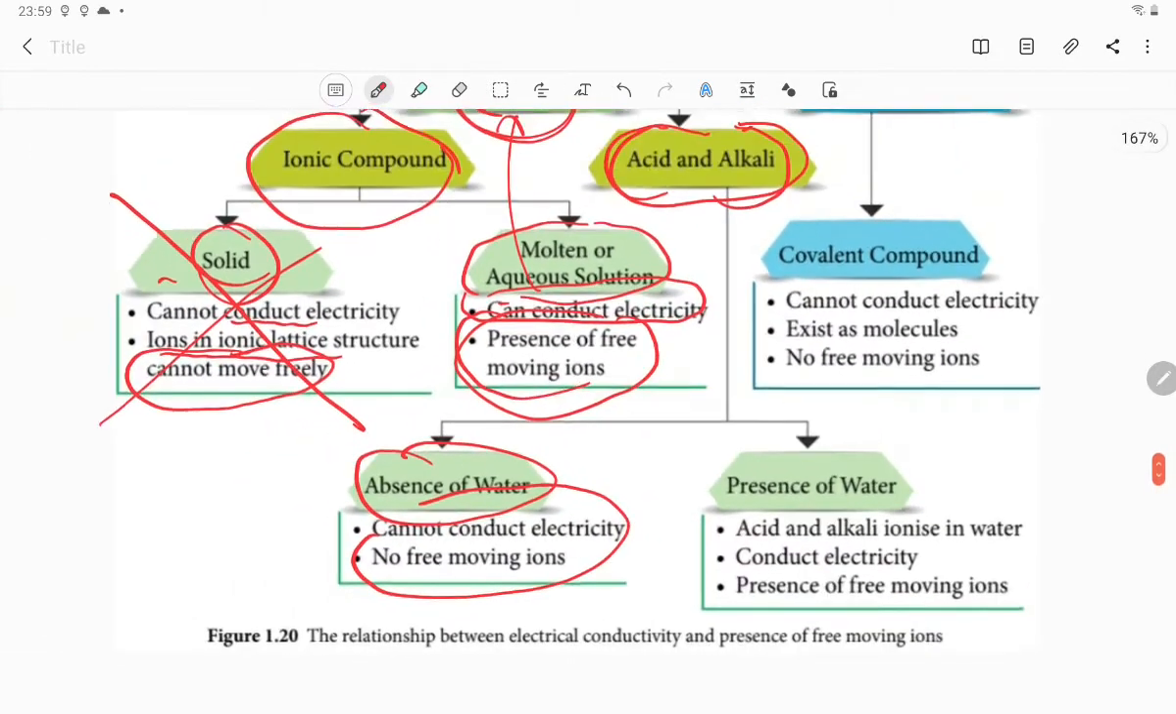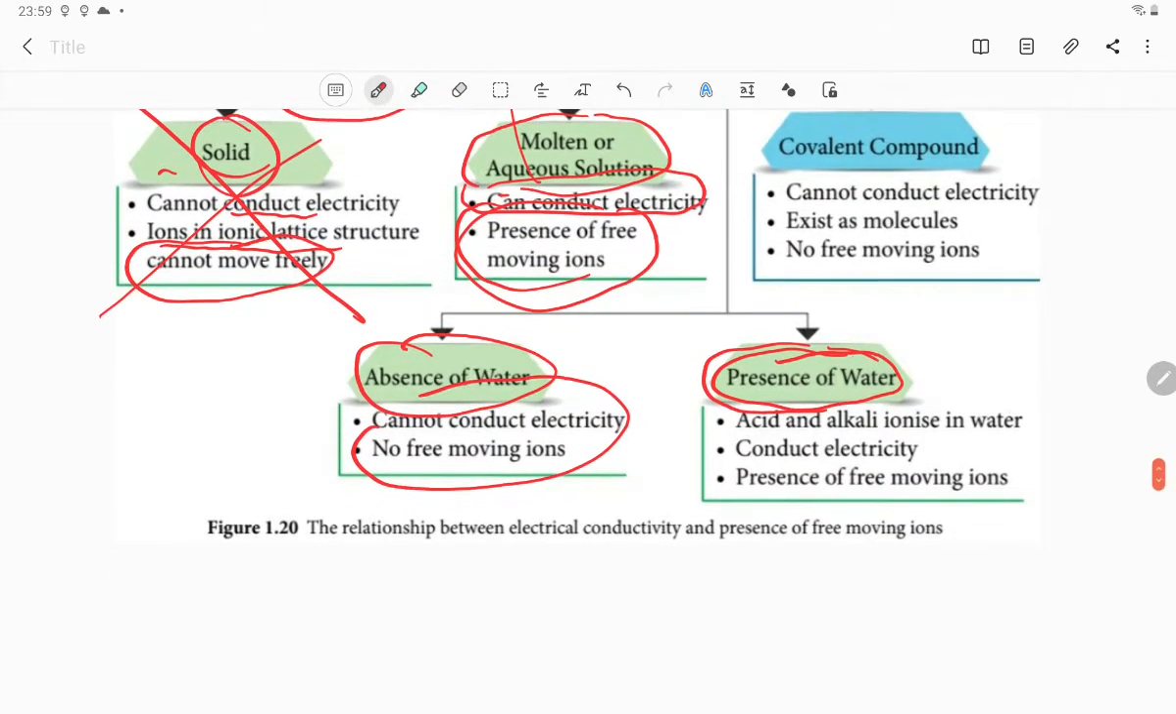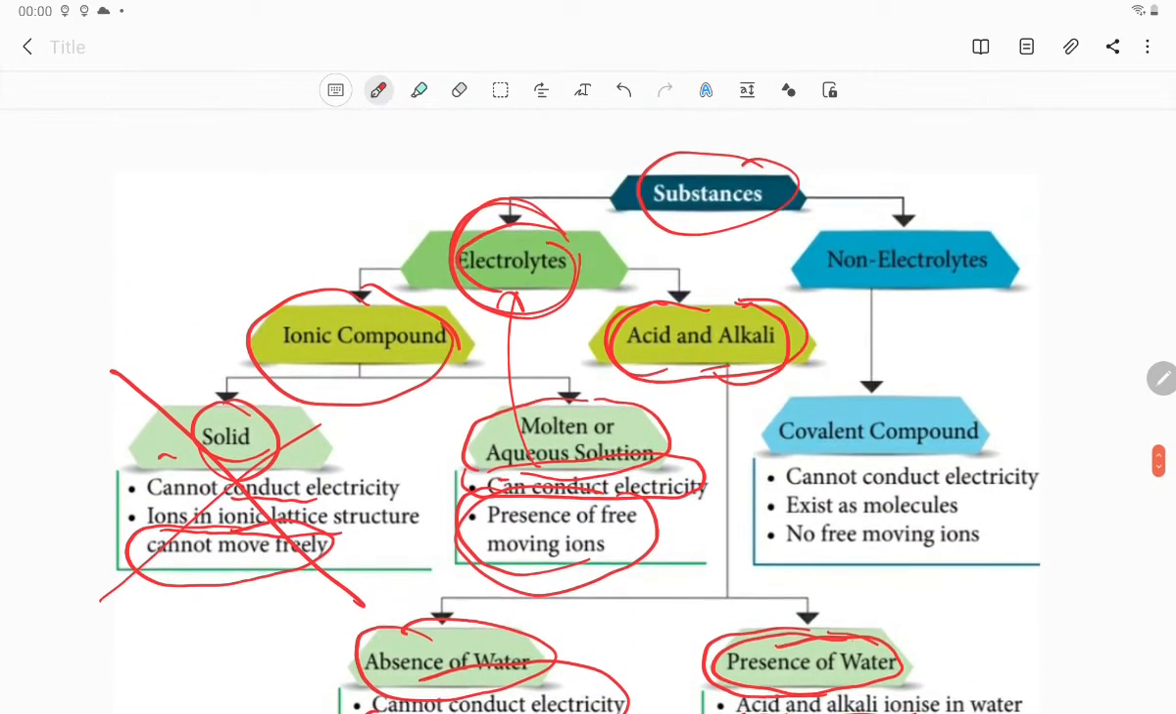So acid and alkali are electrolytes when there is water present. Because acid and alkali will ionize in water to produce hydrogen ion for acid and hydroxide ion for alkali. Therefore we have free moving ions, so that it can conduct electricity.